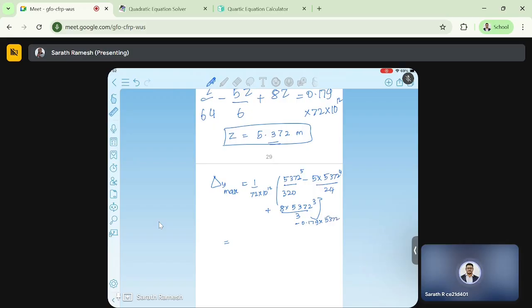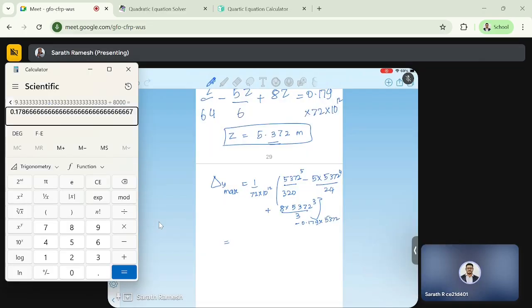Yes, we can proceed. So, 5372 power 5 divided by 320, very big number, minus 5 into 5372 power 4 by 24 plus 8 into 5372 power 3 by 3.